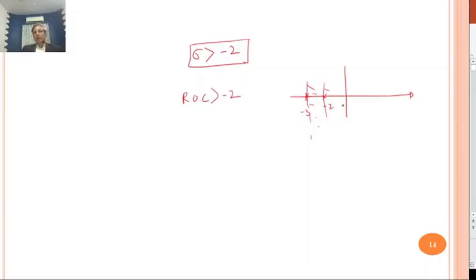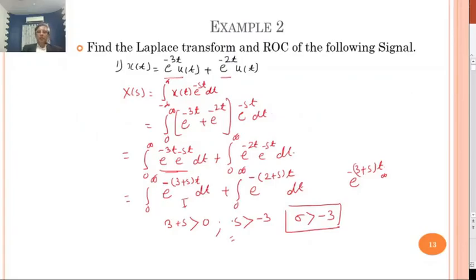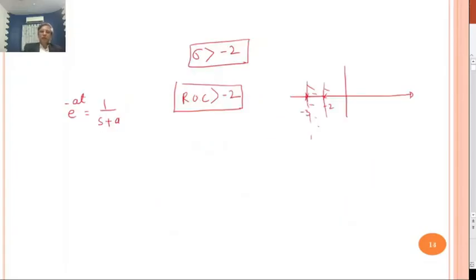This first as well as the second, the region of convergence for this is minus 2. And we know that for e raised to minus at, the Laplace transform is 1 upon s plus a. In the Laplace transform for this, we will solve this. After solving the first term and the second term, find out the Laplace transform, that is 0 to infinity e raised to minus s plus 3 t dt plus 0 to infinity e raised to minus s plus 2 t dt.